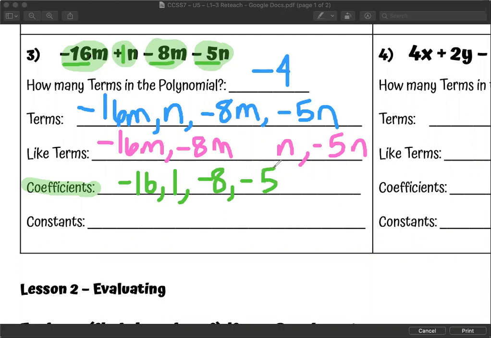And then my constants, I would highlight in another color. That's all the terms that do not have a variable in it. They're just numbers. There is nothing that doesn't have a variable in it. So the constants, there are none. All right, one more for parts of an expression, and then we'll move on.